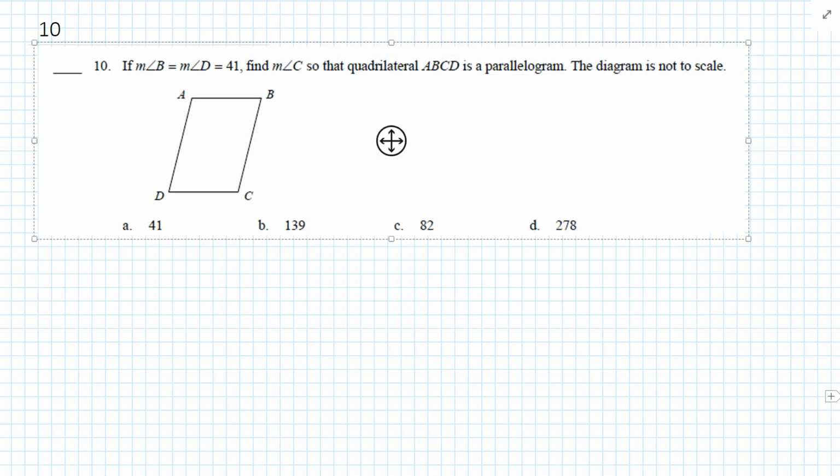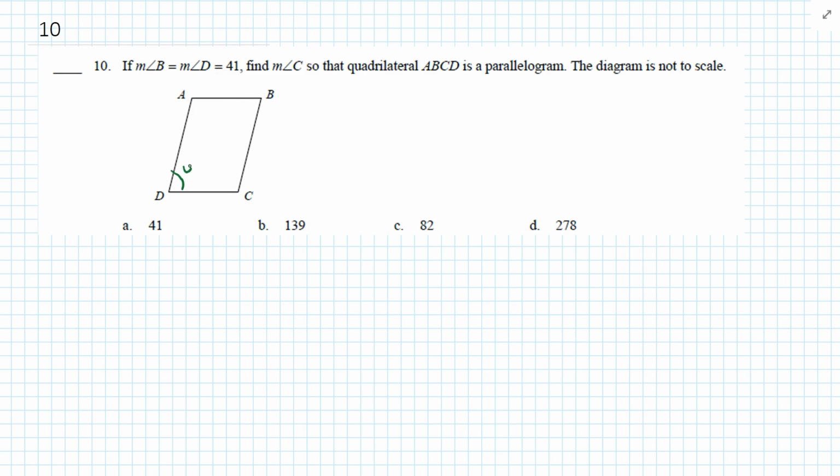Number 10. If the measure of angles B and D are 41, find the measure of angle C so that quadrilateral ABCD is a parallelogram. Well, adjacent angles must be supplementary. So 180 minus 41 must equal the measure of angle A or C. So 139 is our answer, B.